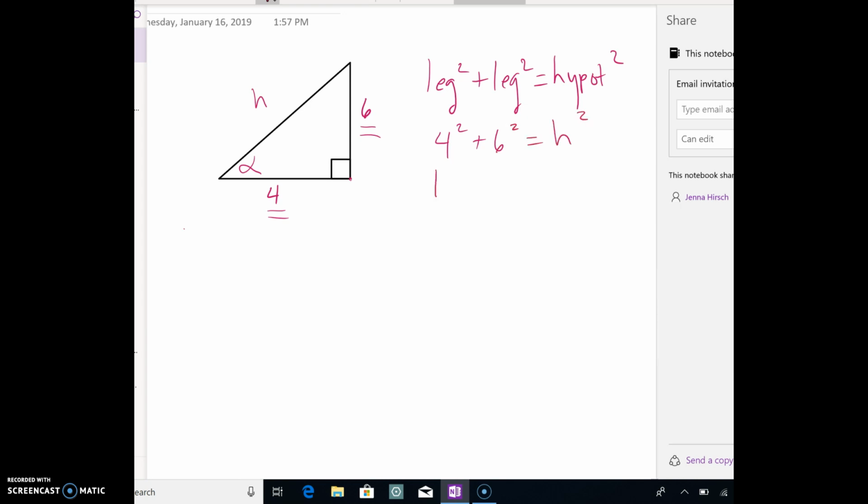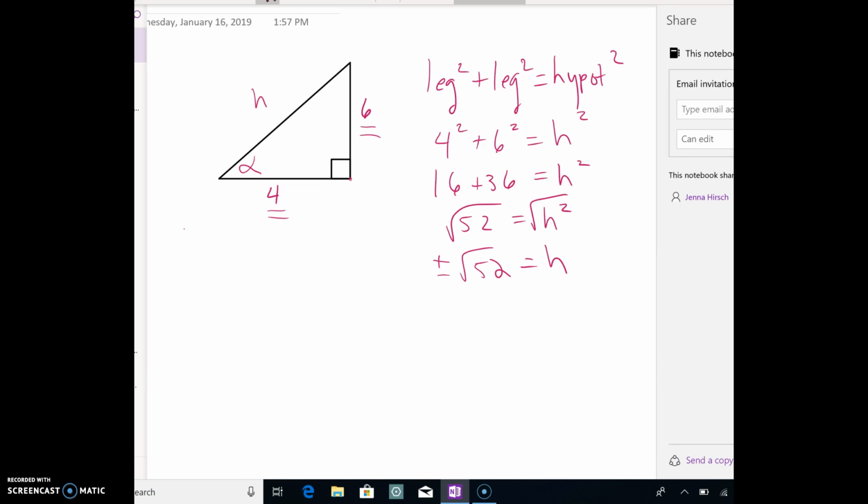So plugging in, we get 16 plus 36 is equal to h squared. That's the same thing as saying 52 is equal to h squared. To get h by itself, we're going to take the square root of each side. So we have plus or minus the square root of 52 is equal to h.